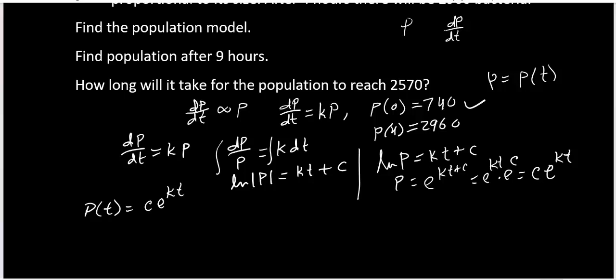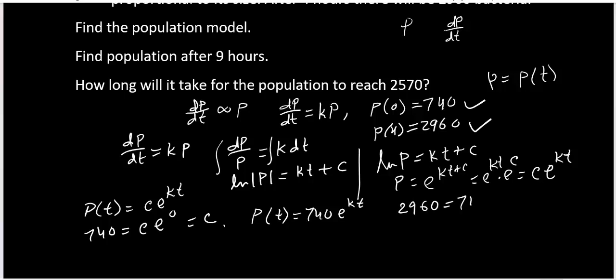Now we'll be using the initial condition. P(0) is 740. That gives me C e to the 0 because t is 0. So that gives you C, so C is 740. So then my model looks like this now: P(t) equals 740 e to the kt. Now we need to determine what k is. So we'll be using the second condition.